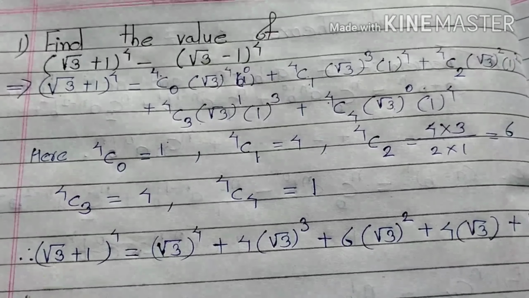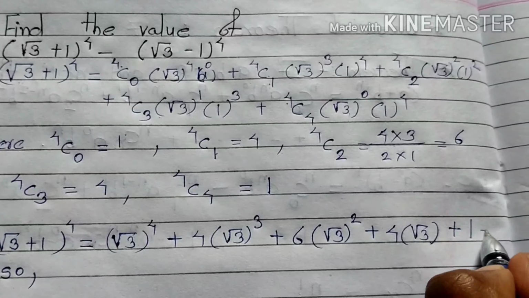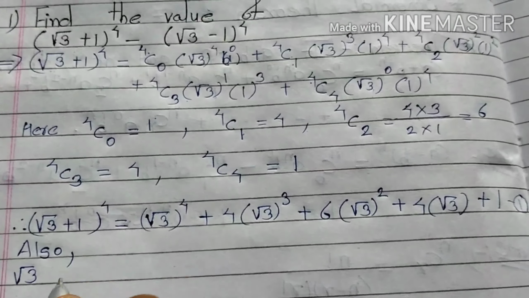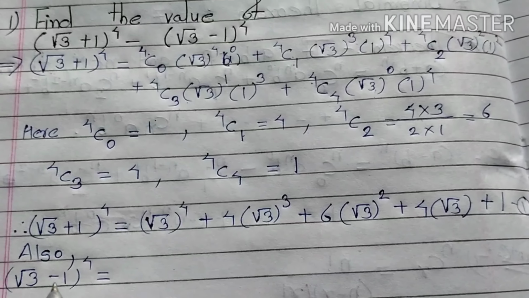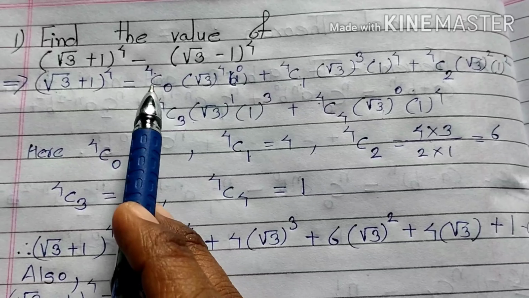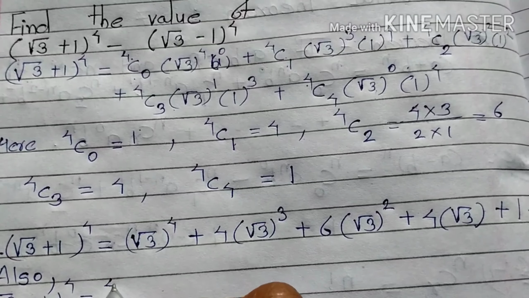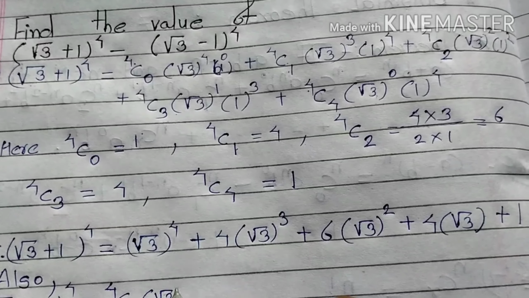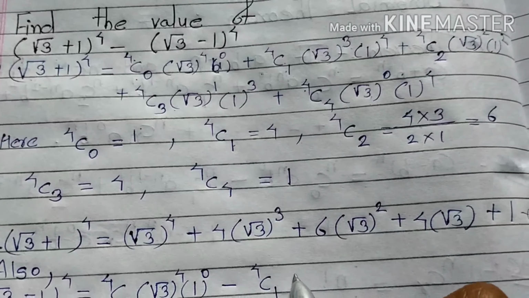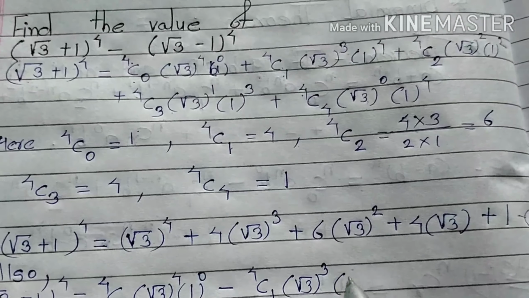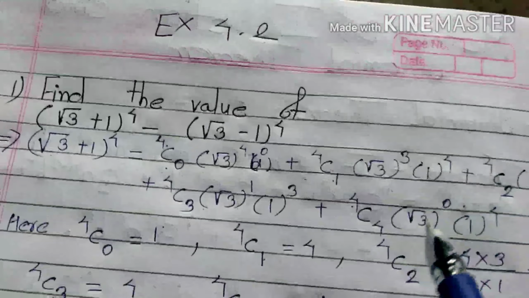Now take similarly √3 also. So this is the first term, call it equation first, and this is the second term, so (√3)^4. Now take this (√3 - 1)^4. So here the formula will be the same and the signs will alternate. So here 4C0 (√3)^4 (1)^0 minus 4C1 (√3)^3 (1)^1, sorry, here also a mistake, it is 1.